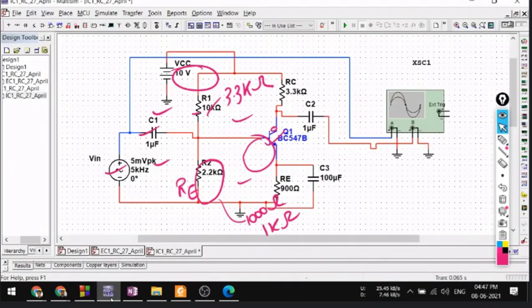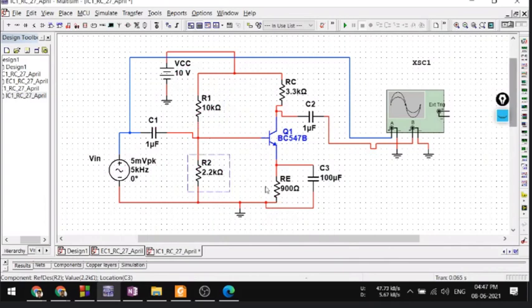Let us go with this circuit. So 10K, 2.2K. Let me change it to 1K, 1K, bypass capacitor 100 microfarad, output coupling capacitor 1 microfarad, RC 3.3K. Input is 5 millivolt peak, that is 10 millivolt peak to peak, 5 kilohertz frequency, and so on.